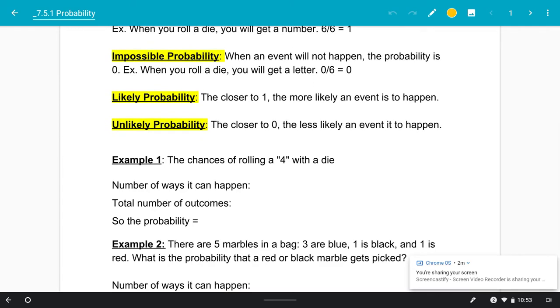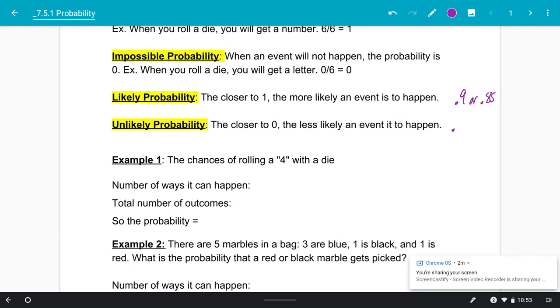We can also talk about how likely or unlikely something is to occur. Since our numbers for our probability will always be between 0 and 1, the closer the number is to 1, the more likely that event is to happen. So for example, if I were to have a probability of like 0.9 or let's say 0.85, right? Those are probabilities that are closer to 1, so they're more likely to happen. An unlikely probability would be closer to 0, and so it's less likely to happen.